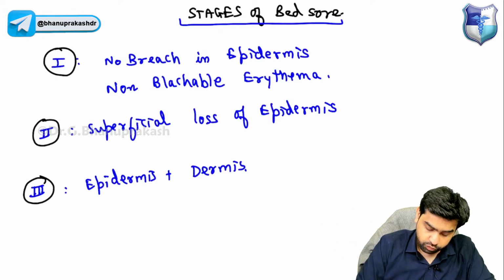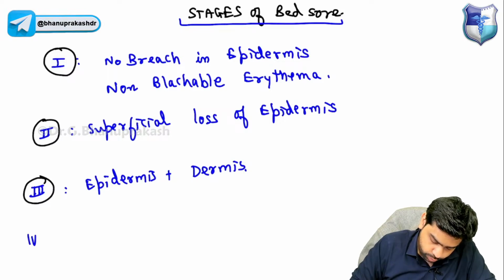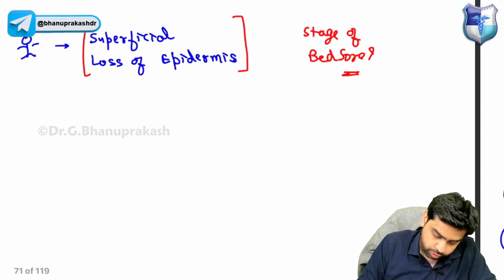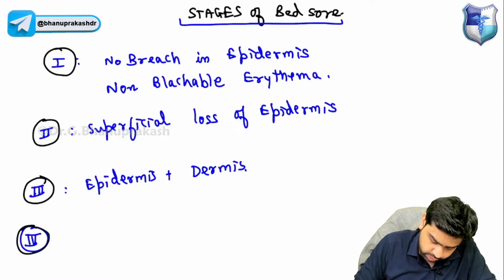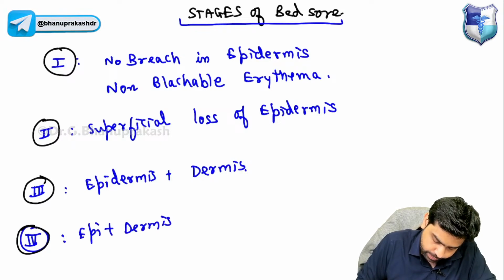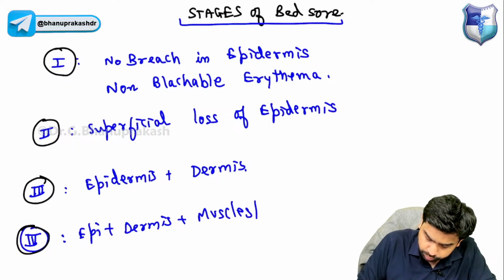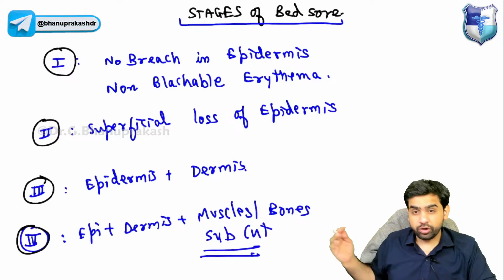What about stage 4? In stage 4, there is involvement of the epidermis, dermis, as well as the subcutaneous tissue. Underlying muscles and bones are also involved. So bones are exposed, or the underlying subcutaneous tissue is involved. I hope you understood this particular point, guys.